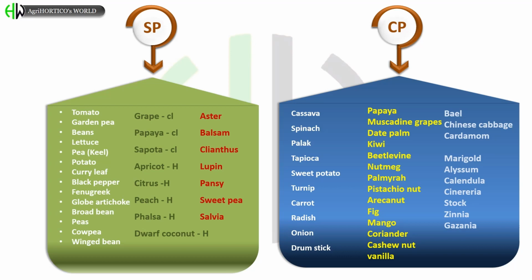And now examples for cross-pollinated crops. Vegetables like cassava, spinach, palak, tapioca, sweet potato, turnip, carrot, radish, onion, drumstick. Coming to fruits, plantation and spice crops like papaya, muscadine grapes, date palm, kiwi, betel vine, nutmeg, palmyra, pistachio nut, areca nut, fig, mango, coriander, cashew nut, vanilla we observe cross-pollination.